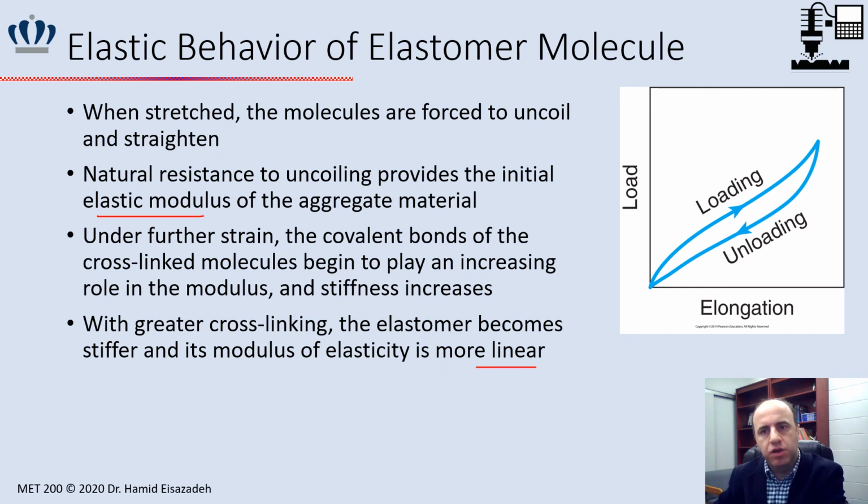Here we have a load and elongation curve for the elastomer material. It shows the loading profile and unloading profile, and this is called hysteresis loss. Actually, this hysteresis loss gives the rubber a capacity to dissipate energy, dampen vibration, or absorb shock loading, especially in automobile tires.